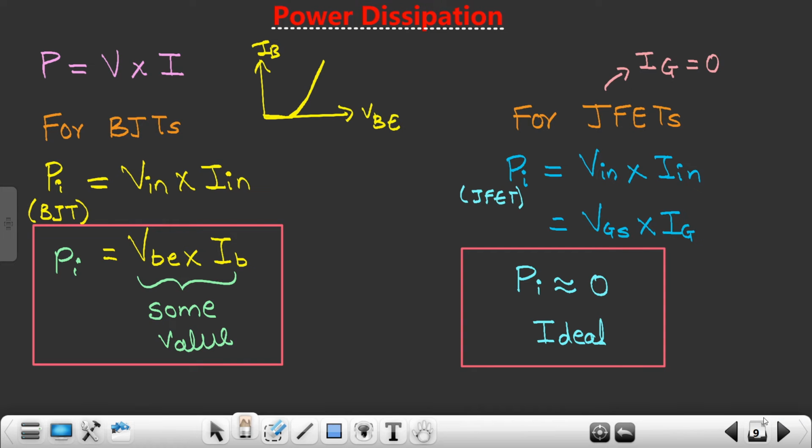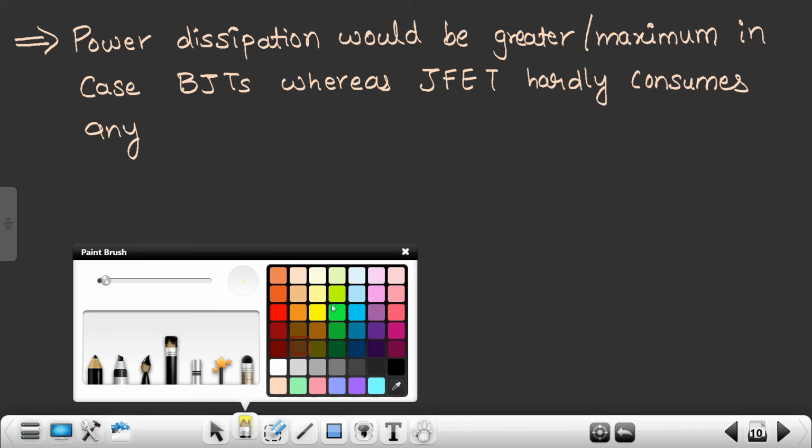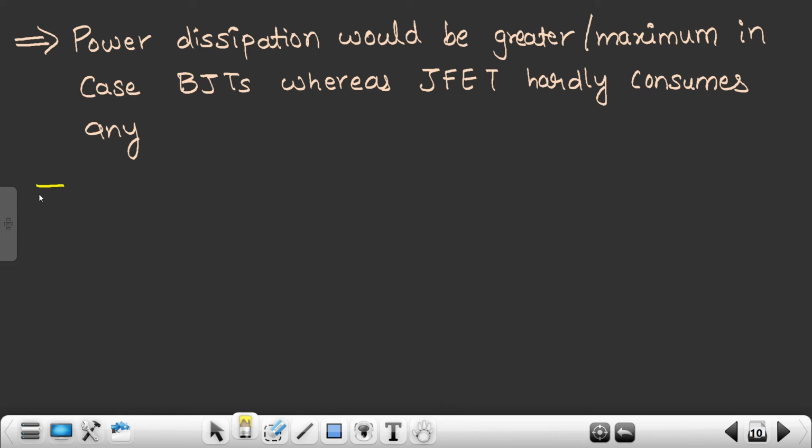It's not a true condition, it's the ideal case, right? There would be a certain voltage drop. I mean, there is a voltage drop across the JFET, the gate source terminal, but there would also be a certain current, in nanoamperes, flowing through the gate source terminal, due to which there would be power dissipation, right? And due to this particular reason, the heat generated would be greater.